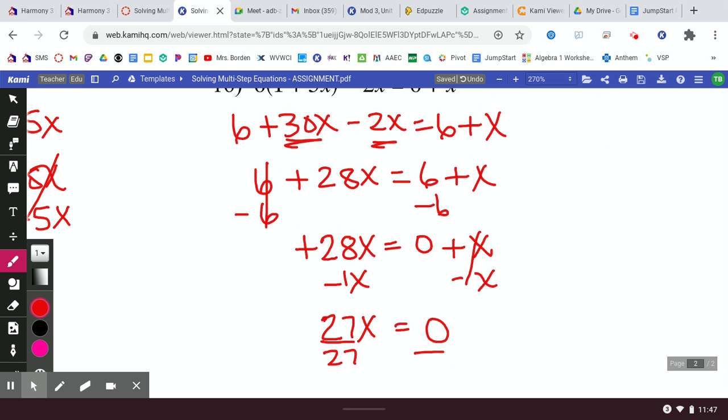Divide by 27 and divide by 27. Whoops, 27. And what does x equal? 0. Good. Anything with 0 on top is 0. Excellent. All right, very good.